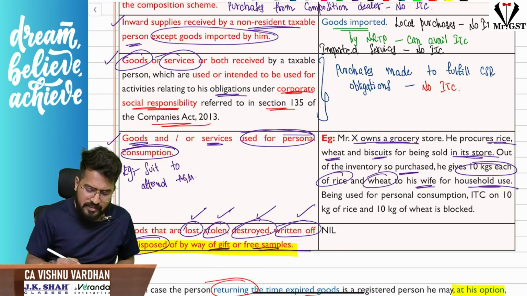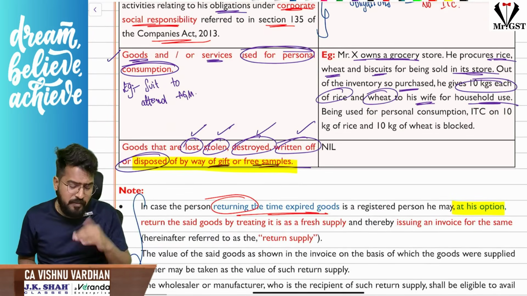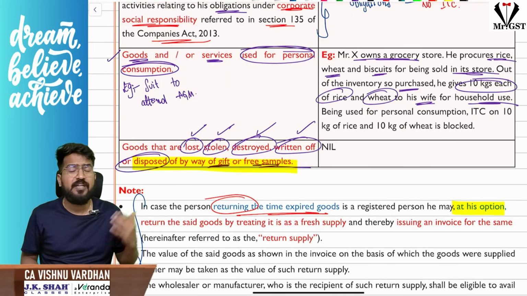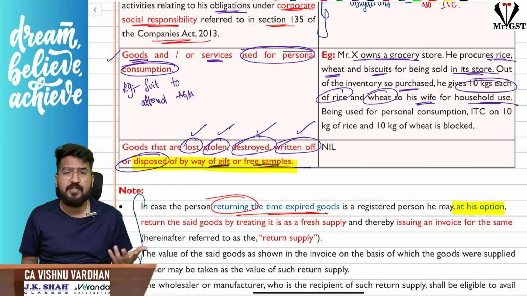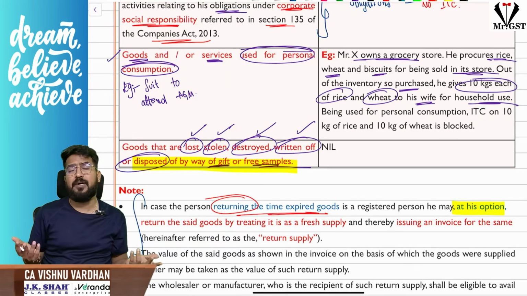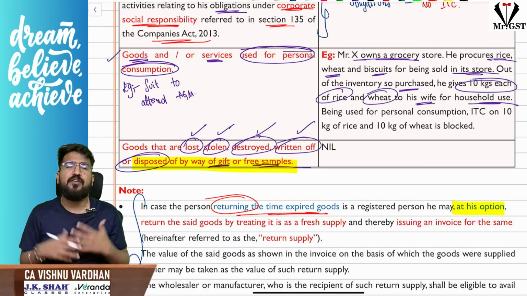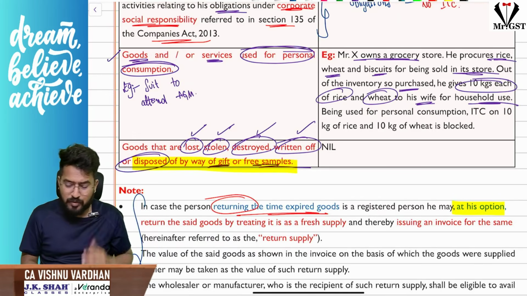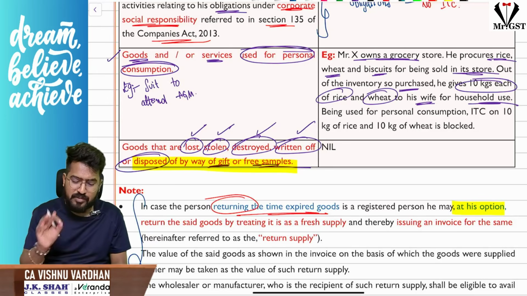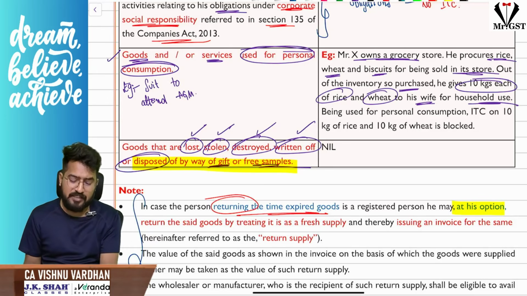And not only that, sir, I am buying some goods or services for personal consumption. For example, to attend an AGM, I am purchasing a suit or a blazer, or I got an appointment to meet Ambaniji, I am purchasing a watch, which are nothing but for your personal consumption, you cannot take ITC. So simple, goods or services procured for personal consumption, you cannot take ITC.